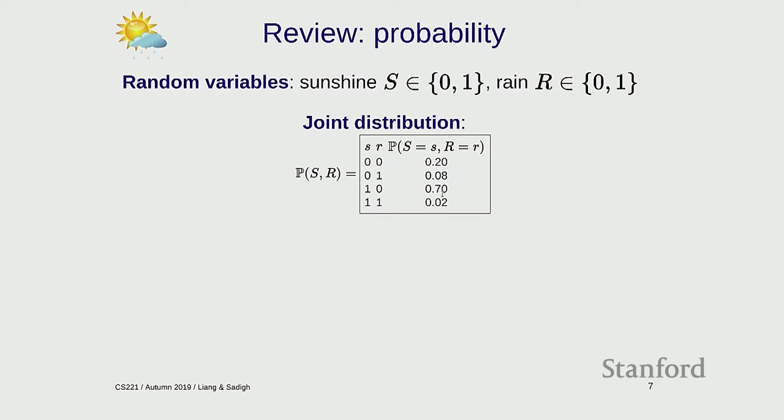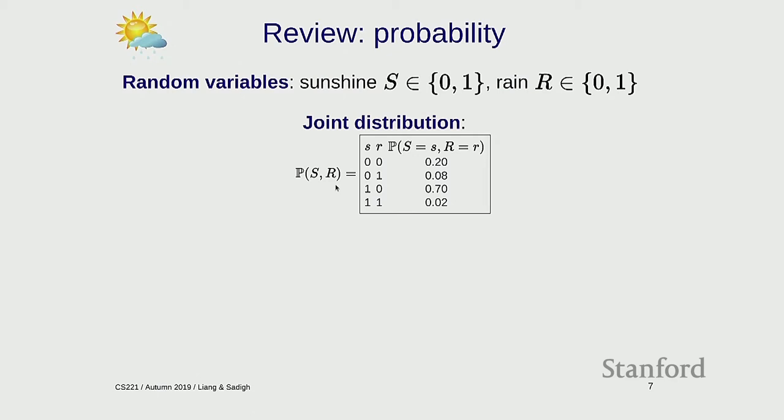Now I want to distinguish two things. One is that we're going to use uppercase letters to denote random variables and lowercase letters to denote the values that the random variables can take. In addition, I want to point out that when I write P(S = s, R = r), that expression represents a single number, which is a probability, for example 0.7. Whereas if I write P(S, R), that expression denotes a whole distribution, which is the table.